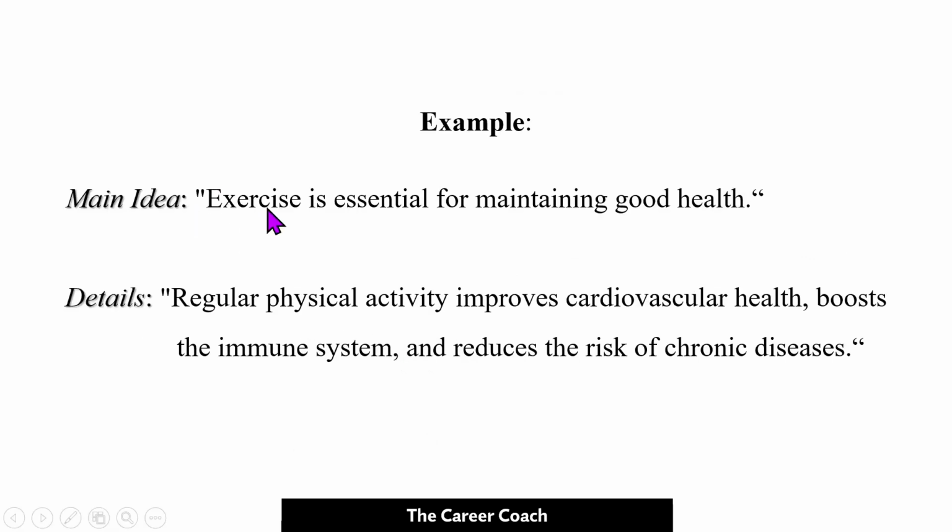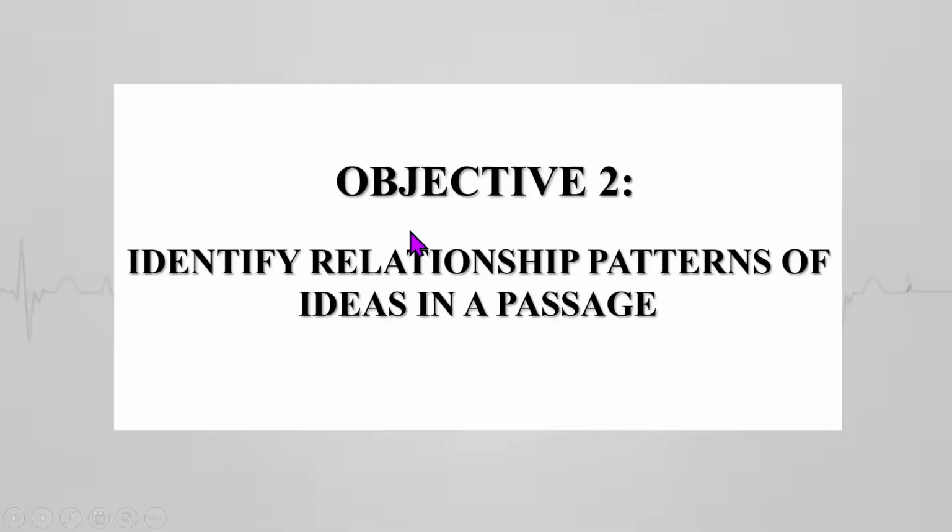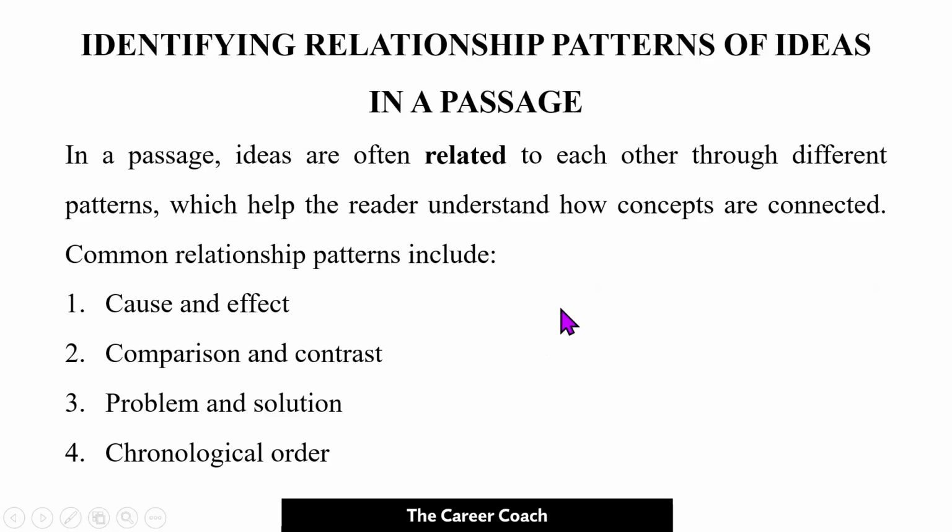Okay, let's check it out if you are correct. The main idea for that passage is this: exercise is essential for maintaining good health. These are the supporting details. Regular physical activity improves cardiovascular health, boosts the immune system, and reduces the risk of chronic diseases. Did you get that? So this is the main idea and these are the details. Let's move to objective number 2. We want to identify relationship patterns of ideas in the passage.